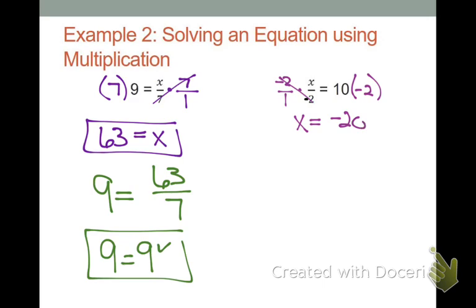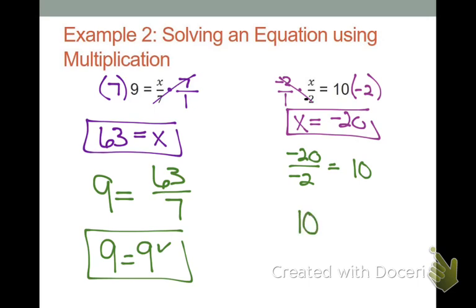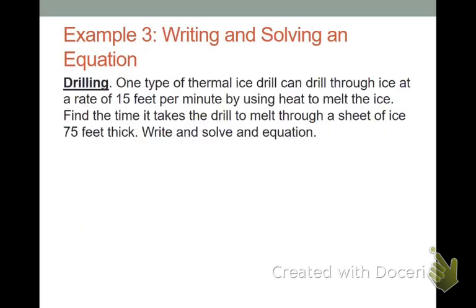Negative 20. All right, so checking, I come back and plug it in. Negative 20 divided by negative 2, and does that equal positive 10? Yes, because 2 negatives is an even number, so it produces a positive answer. 10 equals 10. Checked out. All right, any questions on solving division? Next one is an equation, okay, writing and solving an equation.